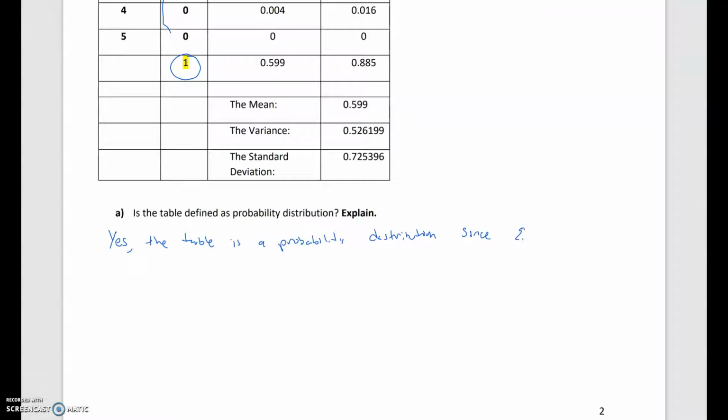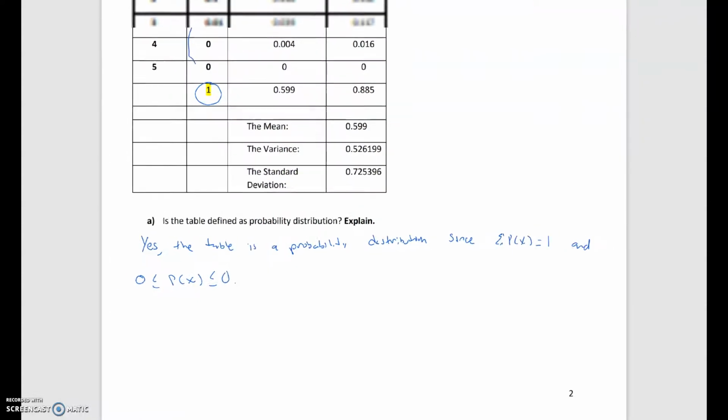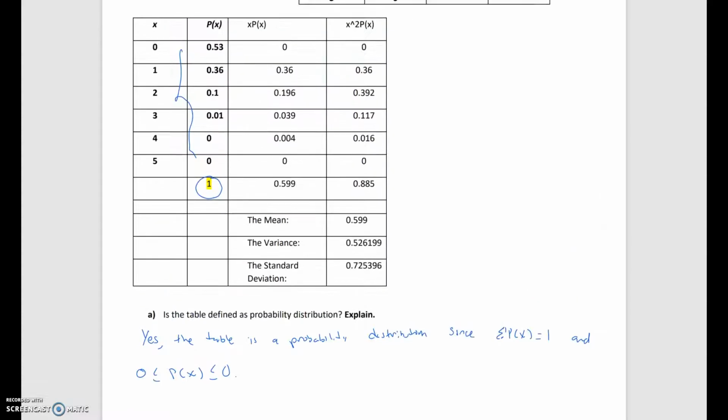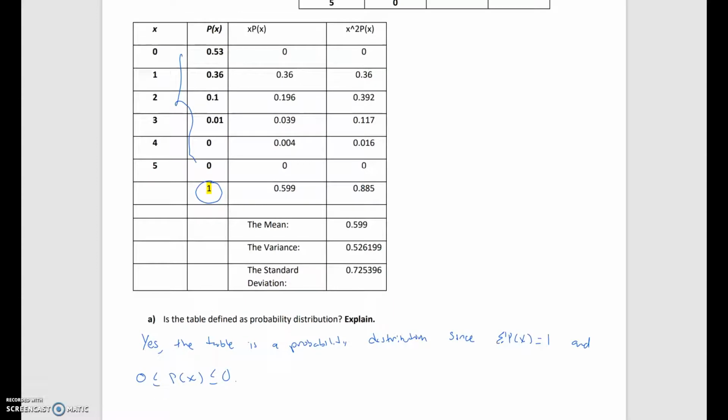Since the sum of P of X is equal to 1, and then all the values of the probabilities are between 0 to 1. And that's actually it. Make sure that we mention both of the given conditions. The sum of the probabilities equal to 1 represents the sum of this column. And then also that each of those values is between 0 to 1. That's actually it for A.